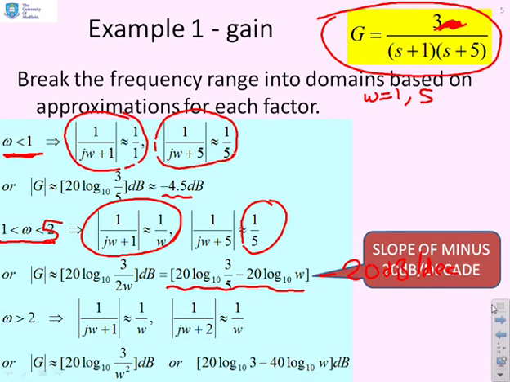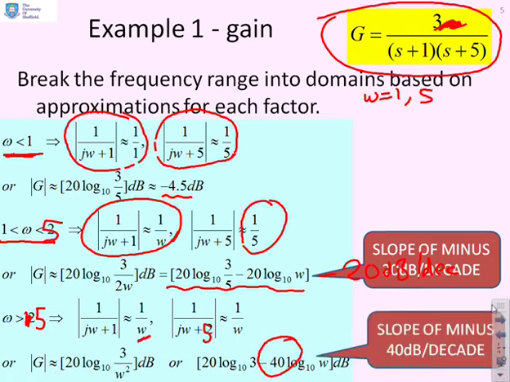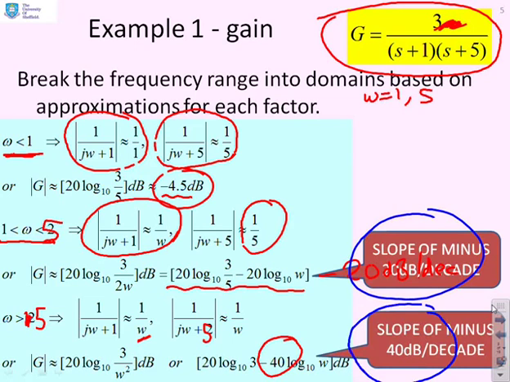Finally, what happens if omega is bigger than 5? Well, in this case, the gain of 1 over j omega plus 1 is roughly 1 over omega. The gain of 1 over j omega plus 5 is roughly 1 over omega. And therefore, I end up with a slope of minus 40 decibels per decade. So you'll see I've broken my domain into 3 different regions. Omega less than 1, constant gain. Omega between 1 and 5, slope minus 20. Omega greater than 5, slope minus 40.